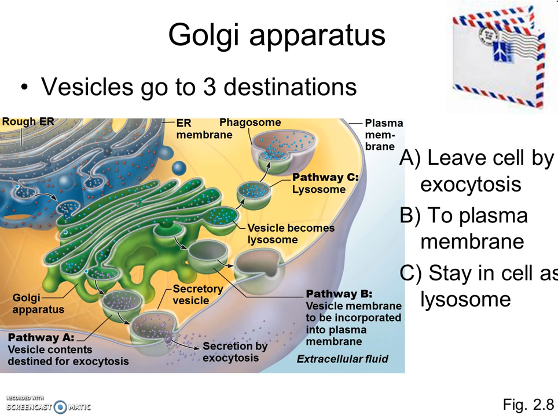And then C, some of the proteins that we just made actually stay in the cell, and they'll stay inside the lysosome. So the vesicles become a lysosome, and the lysosomes will break things apart. So these are, for instance, maybe the proteins that we didn't need.